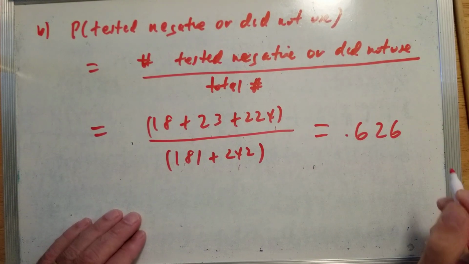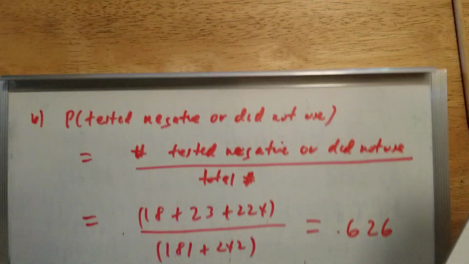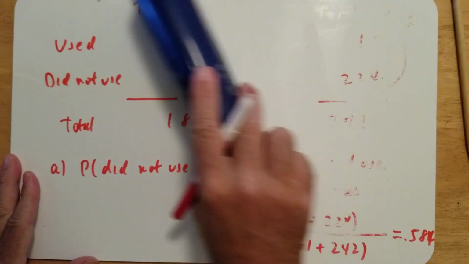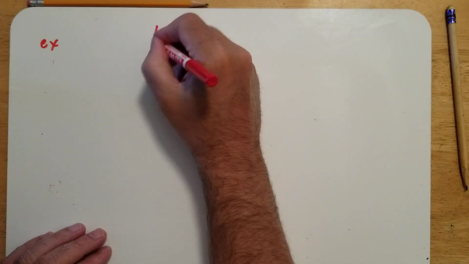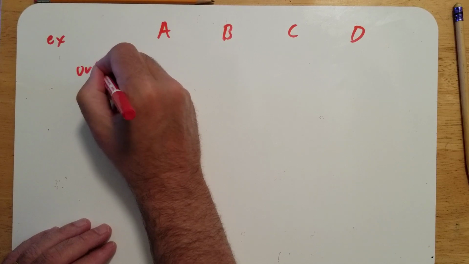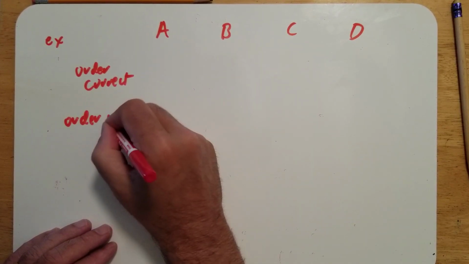Okay, now, sometimes, thankfully, they give you an example where they actually give you the chart, and so you don't have to make up a chart to begin with. That's another example in the homework. So here's another example. It's about ordering in fast food restaurants. They have restaurants A, B, C, and D. Order correct, order incorrect.